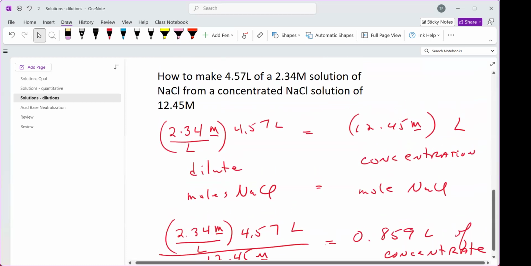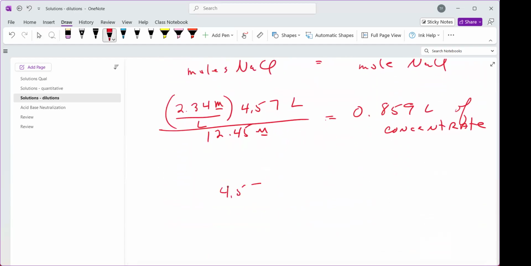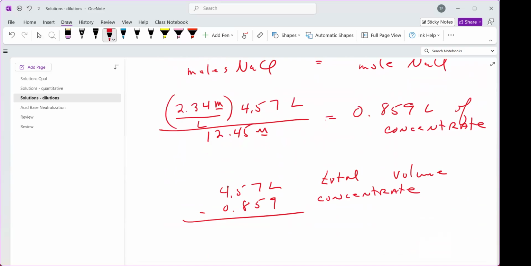Now our total volume is 4.57. We're going to end up with that, right? That's the total volume. Part of that new volume is going to be the concentrate. The rest is water. So I'm going to subtract 4.57 minus 0.859. So how do you make it? You take 0.859 liters of the concentrate and add to that 3.71 liters of water. That's how to make it.